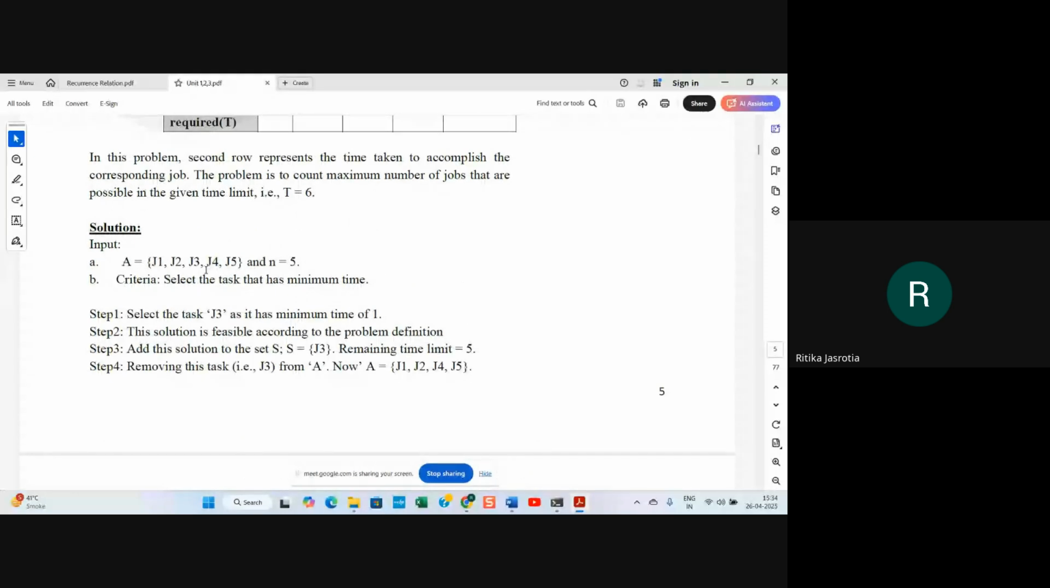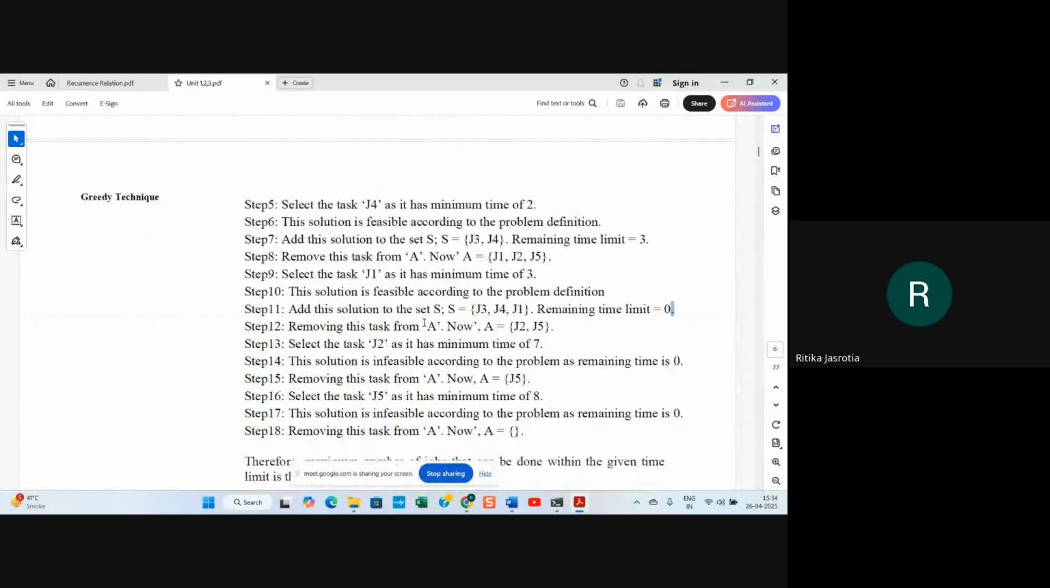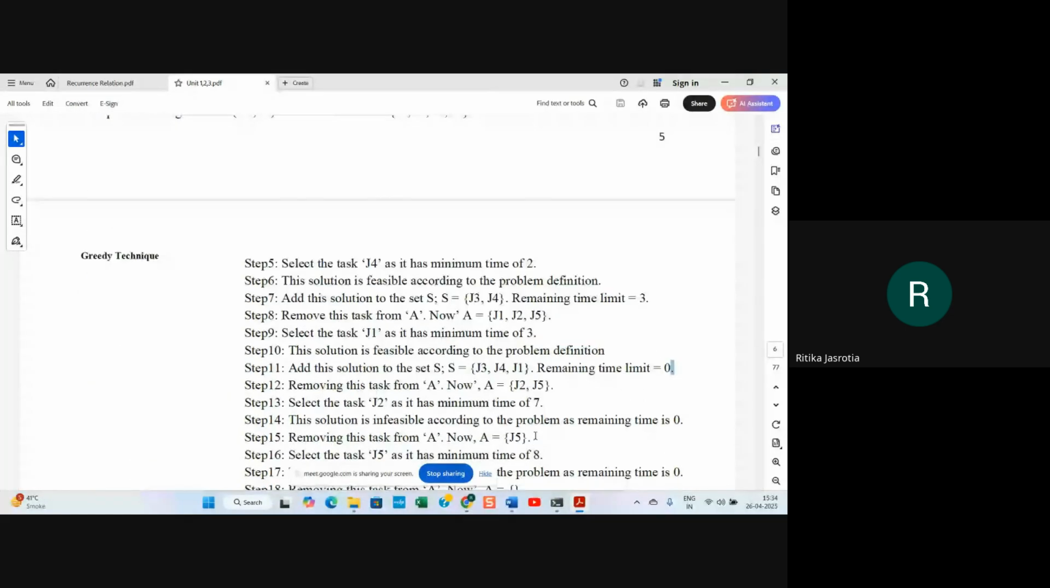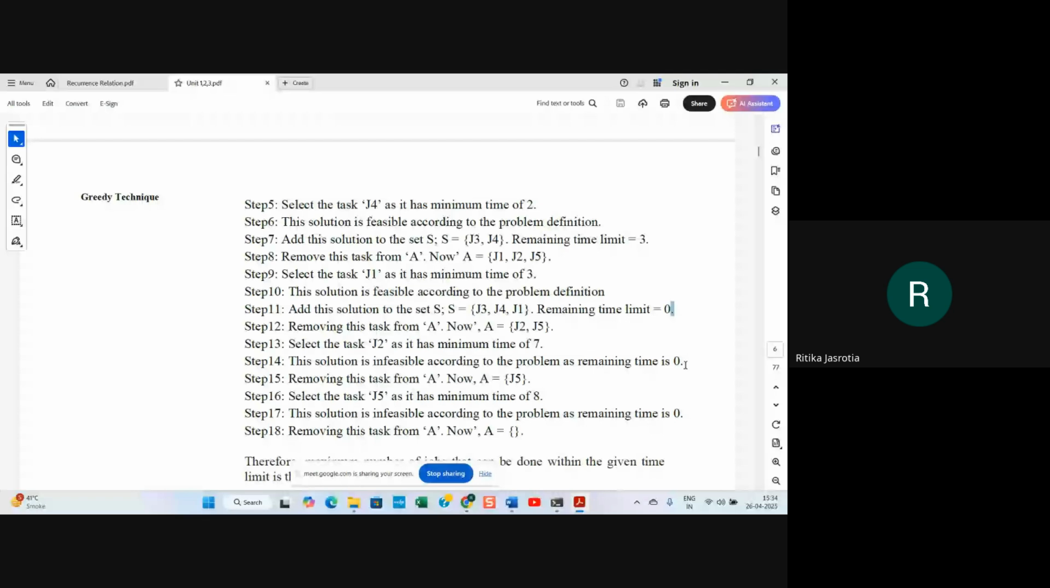So now you cannot put any other job. Your 2 remaining jobs are J2 and J5. If you select J2 first, which is 7, because your remaining time is 0, the solution is infeasible according to the problem. Remove this task from A. Now A is J5, which is 8. Again your time remaining is 0, so you will also remove it from A.